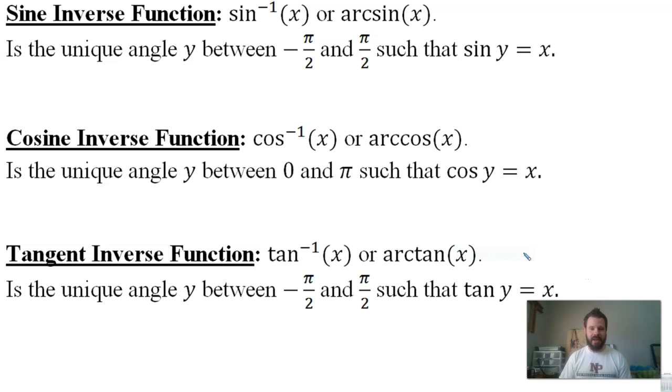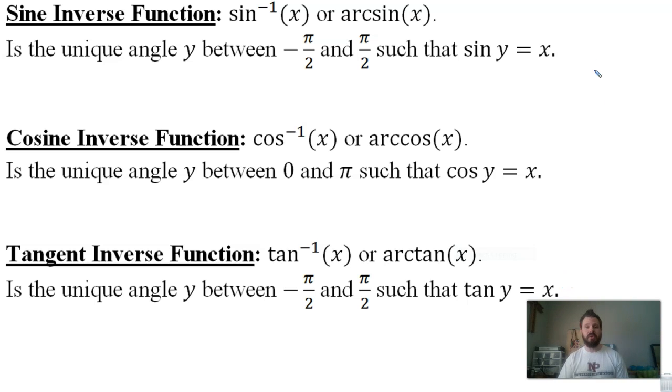Same idea with the tangent. Tangent inverse, or arc tangent of x, is the unique angle y between negative pi over 2 and pi over 2 such that tangent of y equals x. In other words, if I want to know what the tangent inverse of x is, I figure out what y I plug into the tangent function to get that x out. Again, we're solving simple trig equations here.